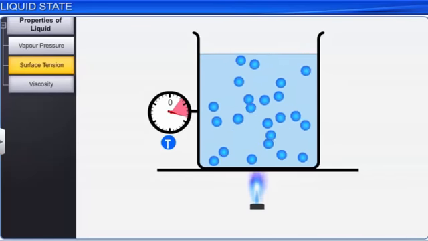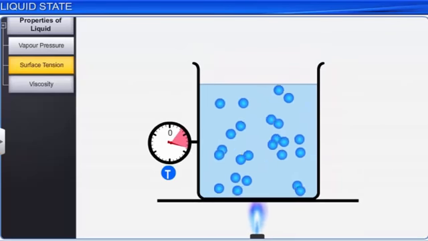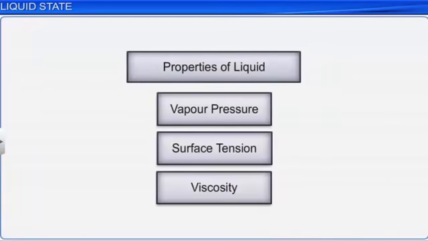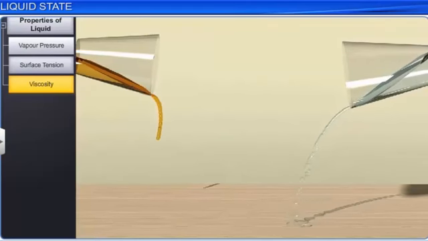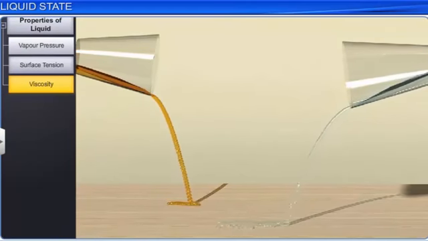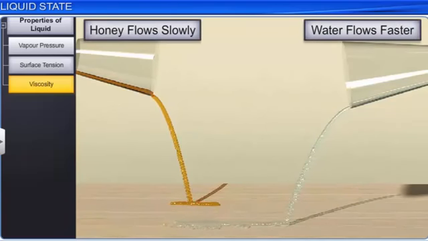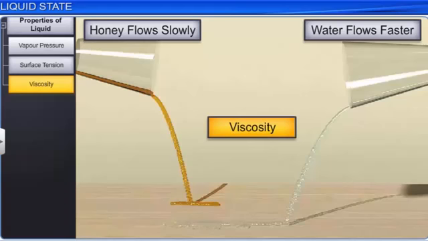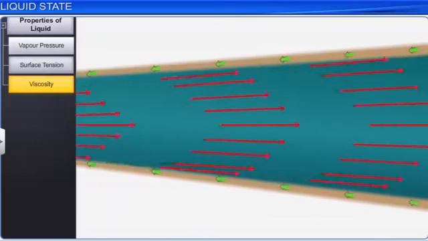Let us now look at another important characteristic property of liquids: viscosity. We can observe that certain liquids flow faster than some other liquids. For example, water flows faster than honey. This is due to viscosity. Viscosity is a measure of resistance to flow in liquids, which arises due to the internal friction between the layers of the fluid as they slip past one another when the liquid flows.